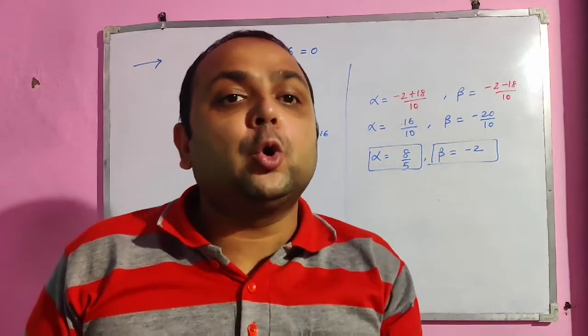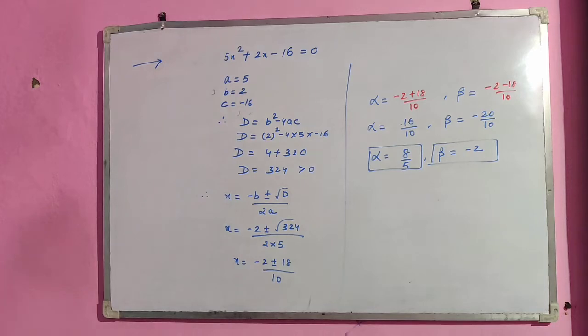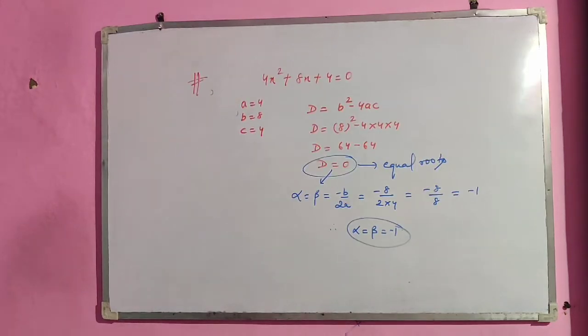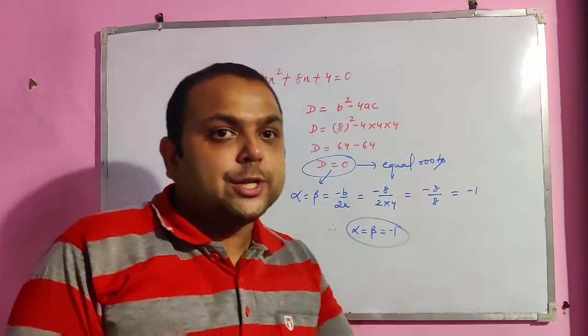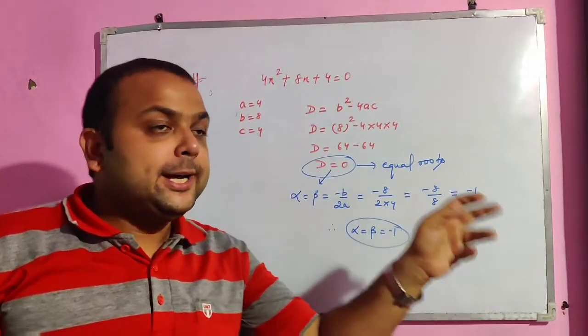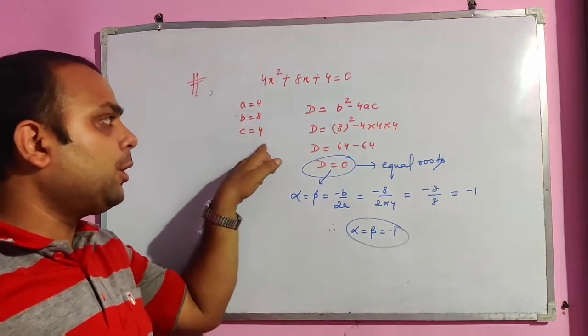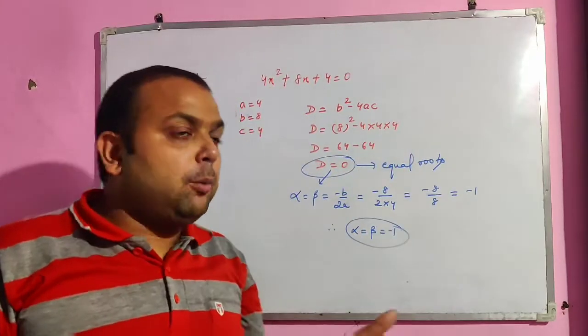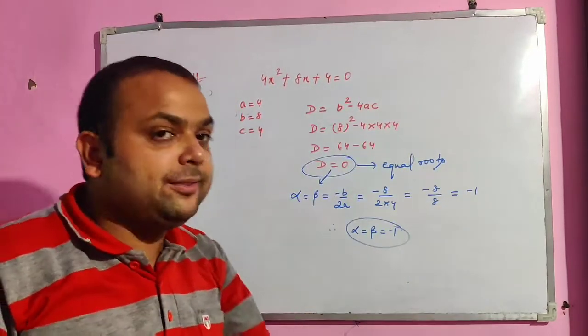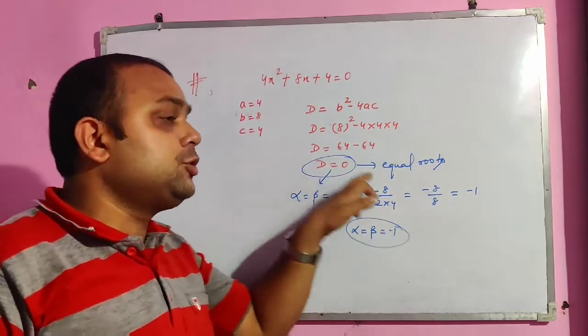I will tell you one more question based on equal roots. Now this is the problem which is based on equal roots. The question is 4x square plus 8x plus 4 equal to 0. The value of a is 4, the value of b is 8 and the value of c is 4. Applying the discriminant formula, D equal to b square minus 4ac. Substituting the values and simplifying it, we get D equal to 0.